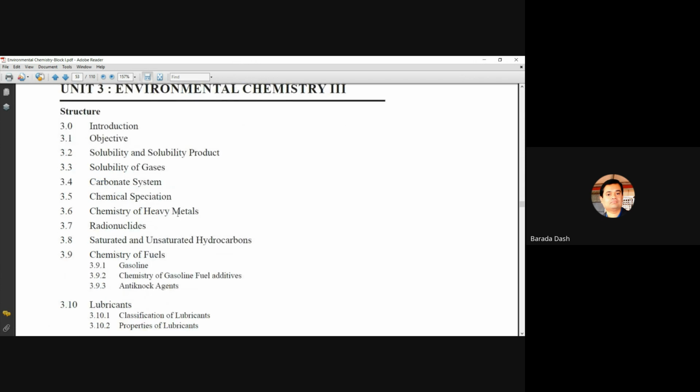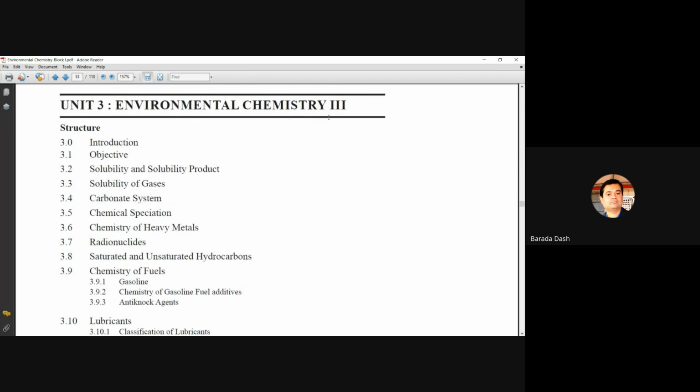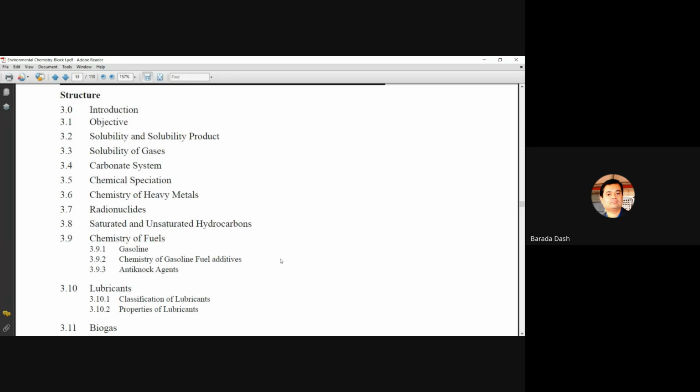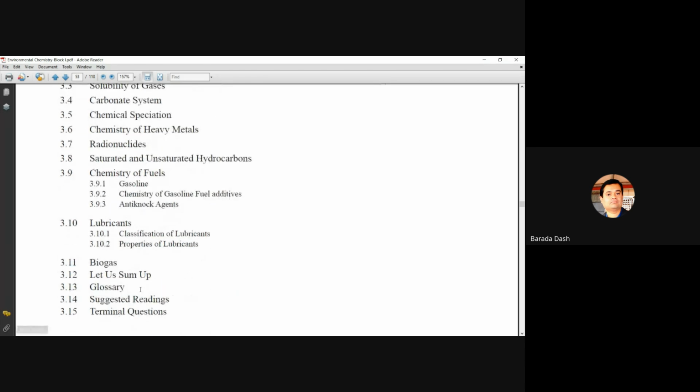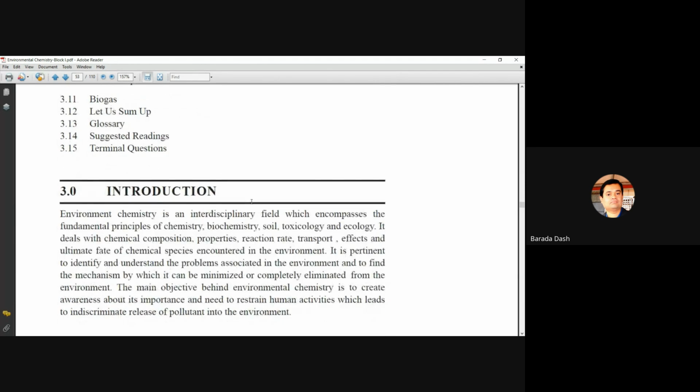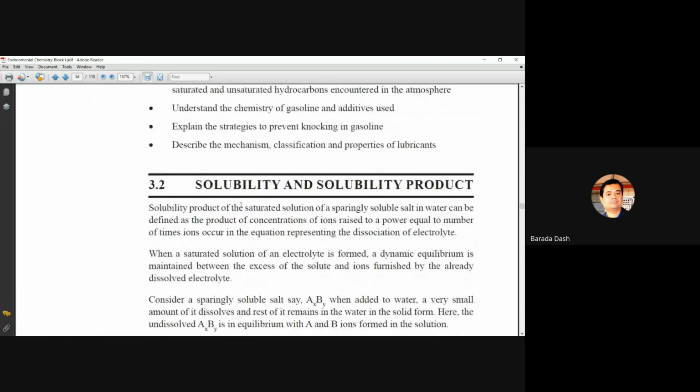So it has, like in Environmental Chemistry 3: solubility and solubility product, solubility of gases, carbonate system, chemical speciation, chemistry of heavy metals, radionuclides, saturated and unsaturated hydrocarbons, chemistry of fuels, lubricants, biogas. So these are there. So then, what is solubility and solubility product?